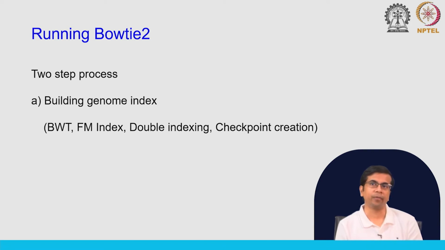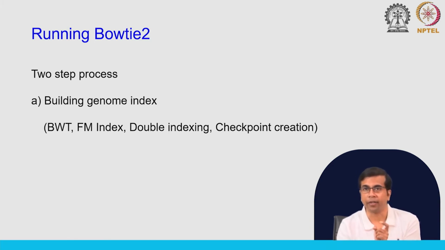You would have to do this, and once you have done this for a genome, you can use that for all sorts of mapping. You do not have to create that index again and again. Once you have created that index, you can simply store it in your hard drive, and you can use this whenever you are mapping reads from that organism. So, this is the first step.